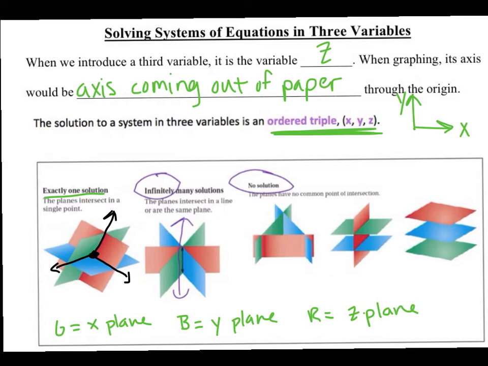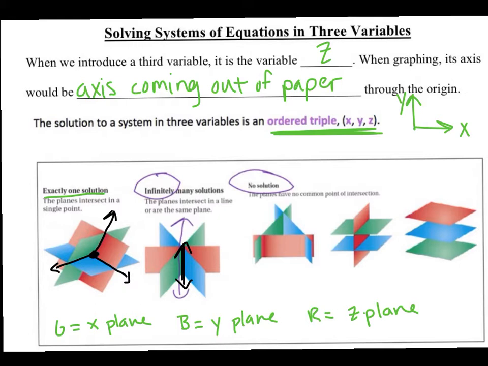For infinitely many solutions, again, you have the blue, green, and red planes all intersecting each other. They're intersecting right in the middle, and that middle is made up of multiple points. So that is a line, and remember, lines are made up of infinitely many points. That's why you have an infinite number of solutions, because they don't just intersect at a single point, they're intersecting at a line, which has infinitely many values, to be exact.